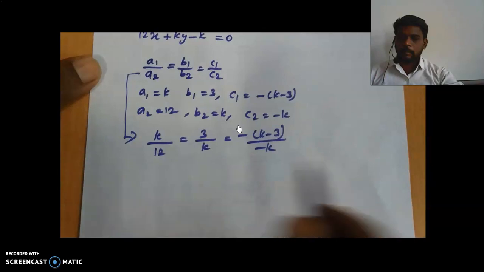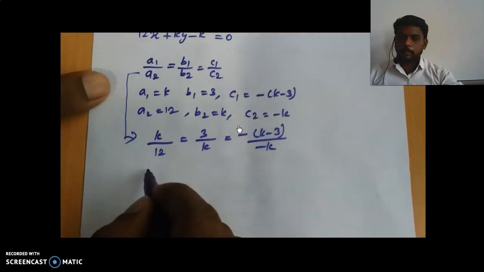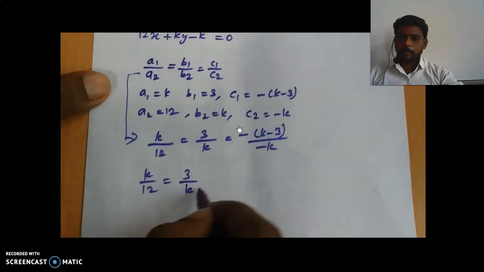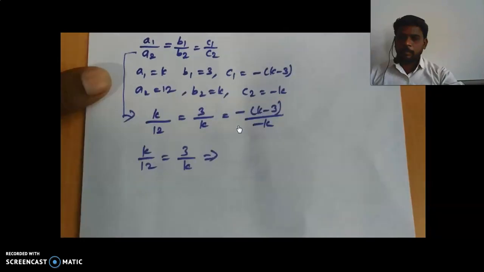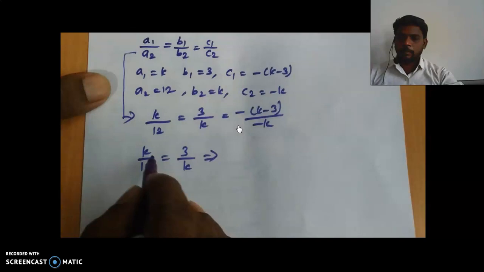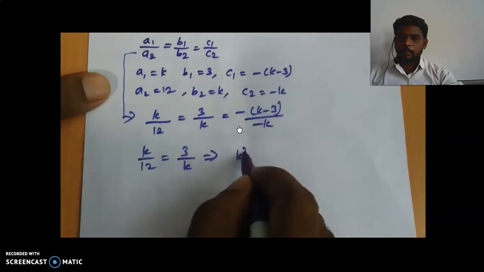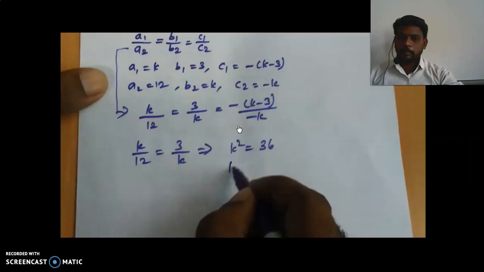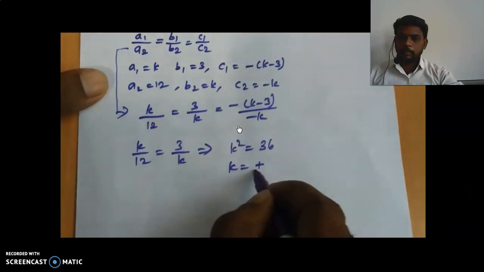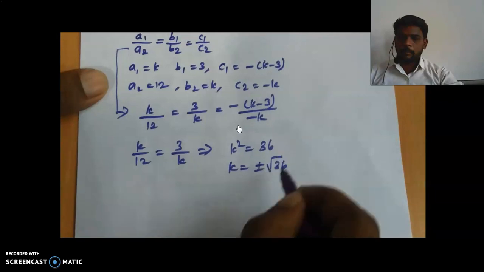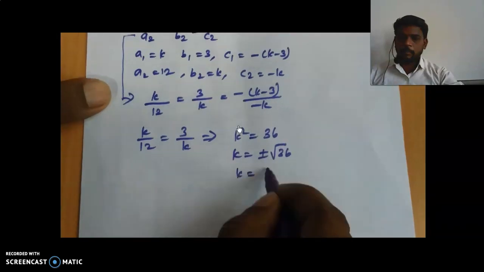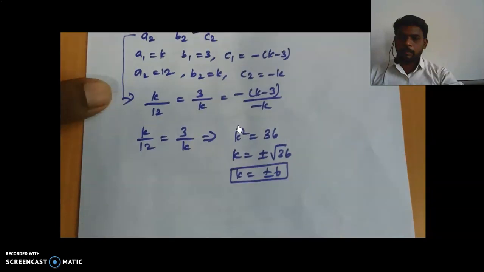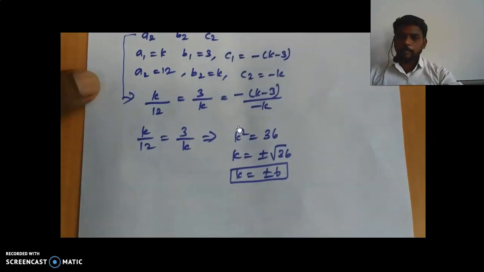So now I am going to take the first two, that is k by 2 equals 3 by k. Now make a cross multiplication here. So k square equals 2 times 3, which is 6. What is k now? Therefore k equals plus or minus square root of 6. Therefore k equals plus or minus 6, because it's a square number. So k equals plus or minus 6. So that is the value of k.